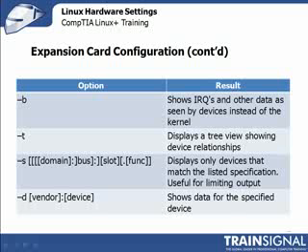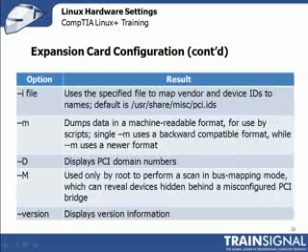-s, you'll notice, has a bit of a different syntax. This will display only devices that match the indicated specifications. -d restricts output to data for the specified device as indicated by the vendor and device name. -i file uses whatever file is specified to map vendor and device IDs to actual names.